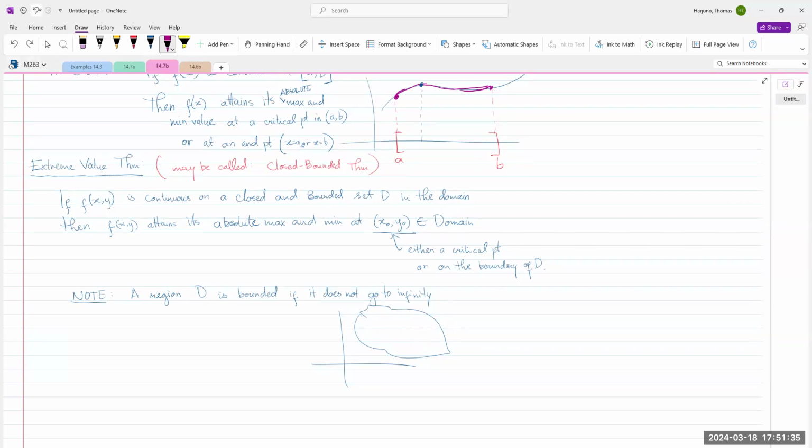Now, second, a region D is closed if it includes its boundary. Now let's take a look at an example of a closed region.